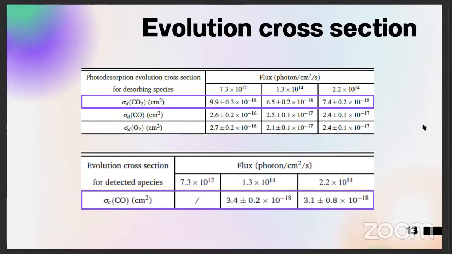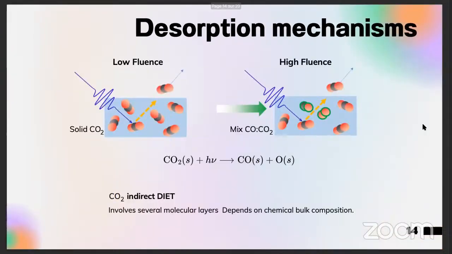I told you before that there is a process known for this character, the desorption induced by electronic transition, as it depends on the chemical bulk composition and involves several molecular layers. So when you are at low fluence, the energy transfer will occur in a fully CO2 solid, but as you have more photons and the fluence is higher, the ice will progressively evolve to a mix of CO, CO2, and O2, and the energy transfer will occur in it, changing the behavior, the dynamics of the desorption.